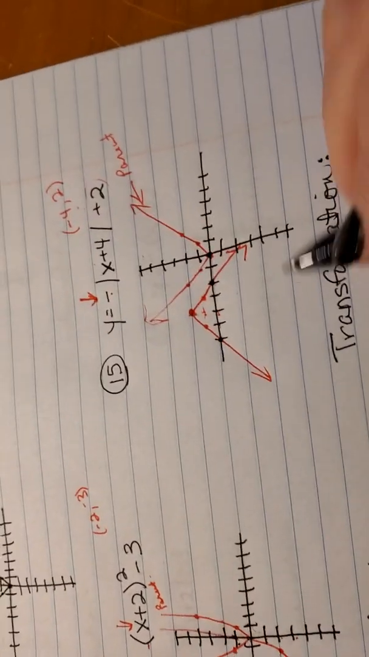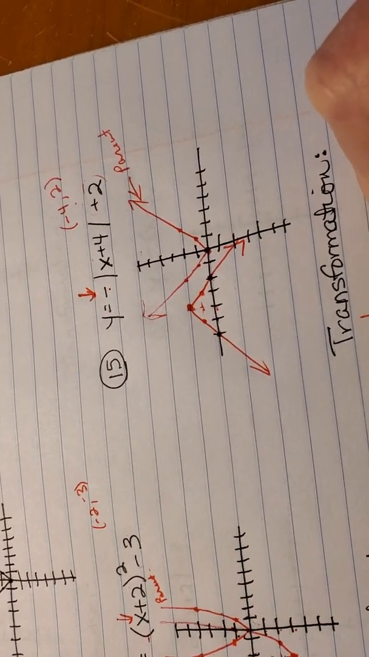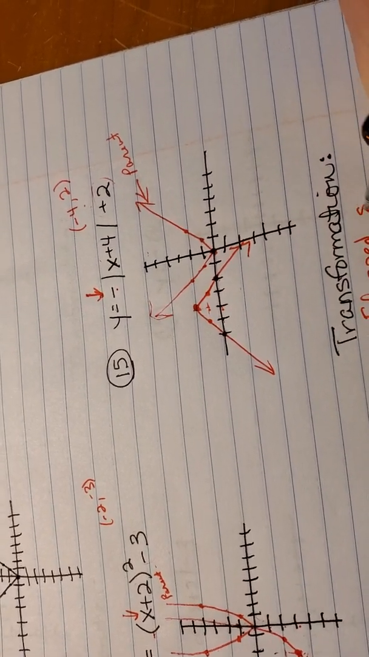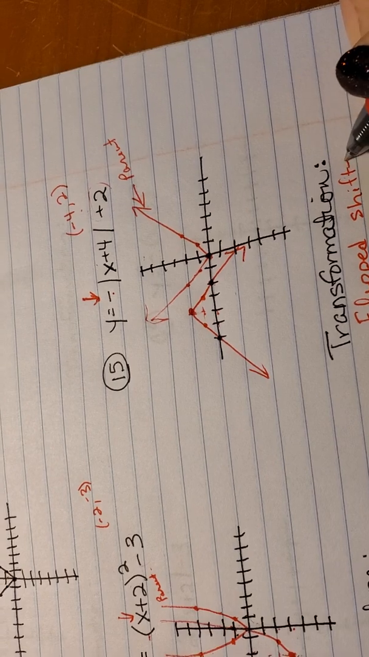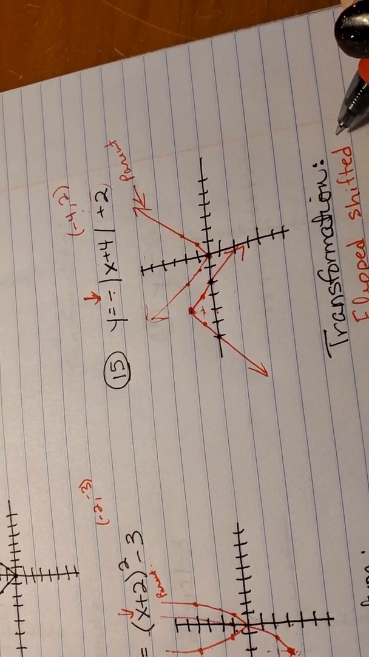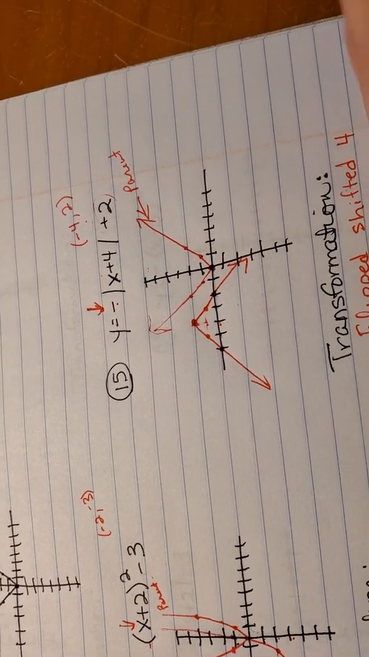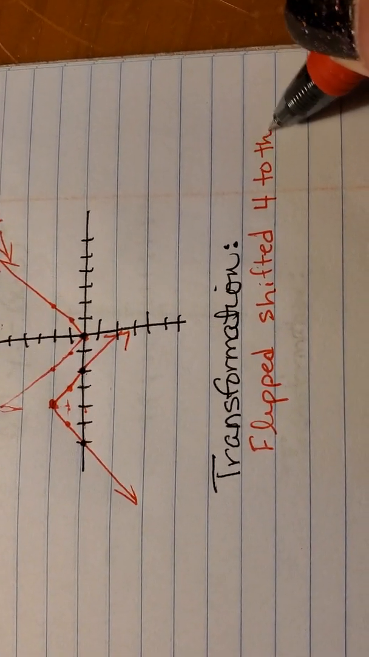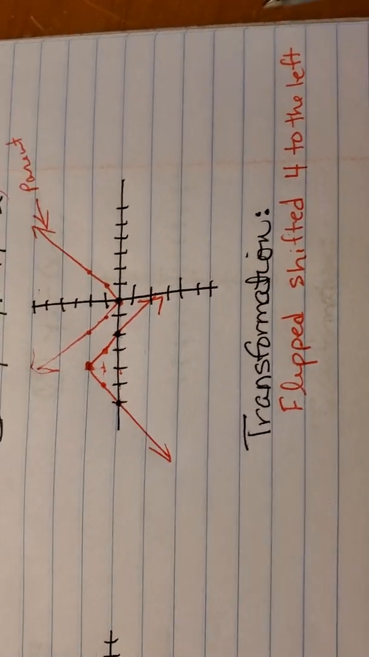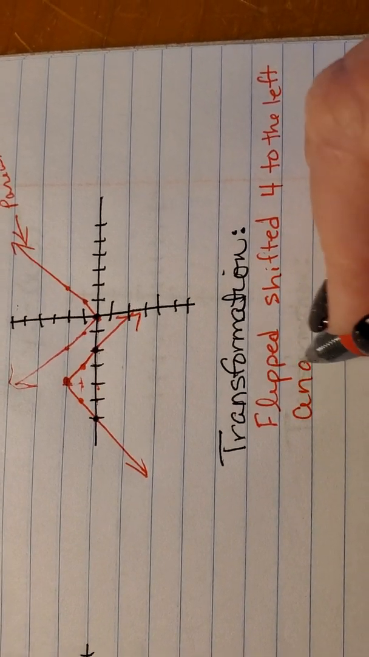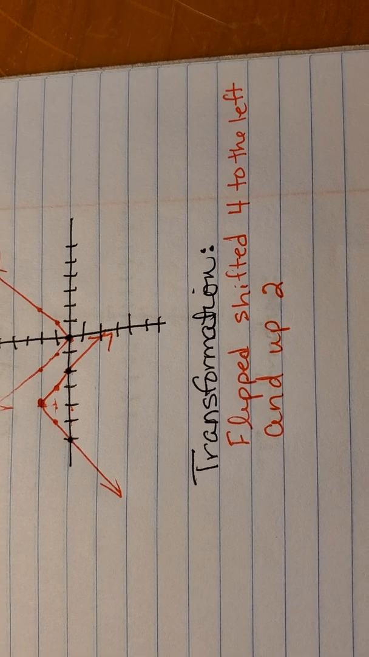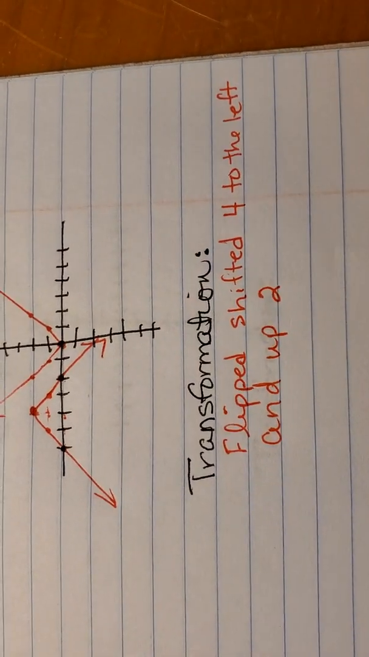Okay, and so the transformation is, number 1, it's flipped, right? And shifted 4 to the left and up 2. Okay, so when they ask you what the transformation is, that's what they're wanting.